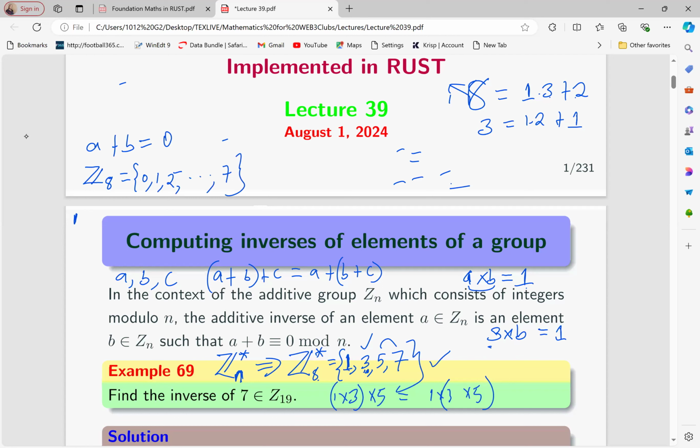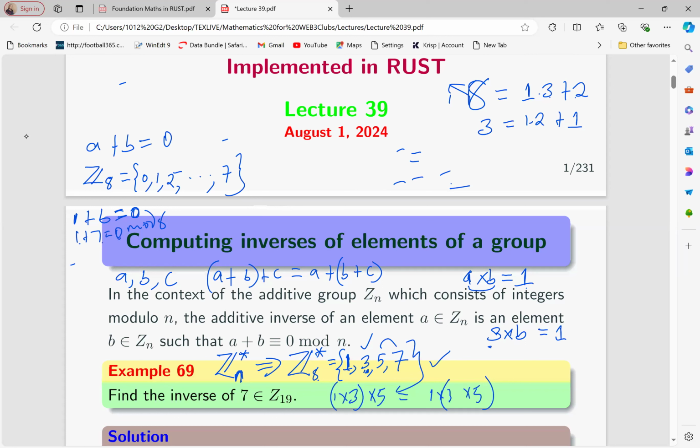Now, what is the inverse of 1? The inverse of 1 is that element which, when added to 1, gives you 0. What element is that? 7. Is that okay? Because 1 plus 7 is what? 1 plus 7 is 0 mod 8. So if 8 were to go into 8, because the answer you get here is 8, the remainder will be 0.